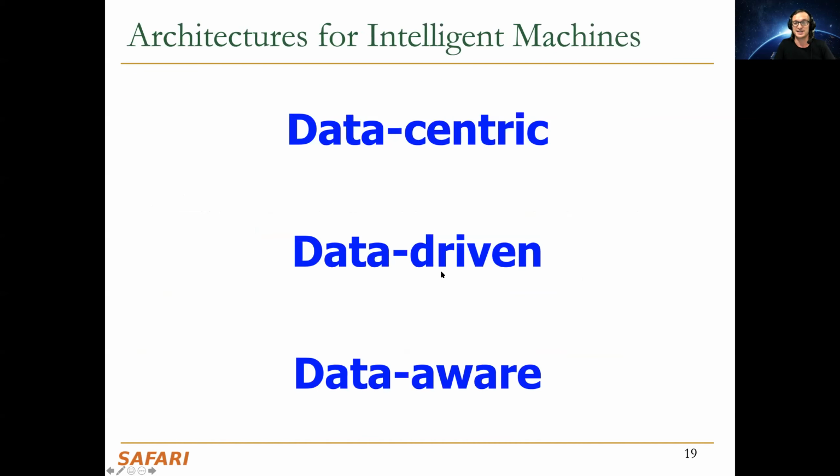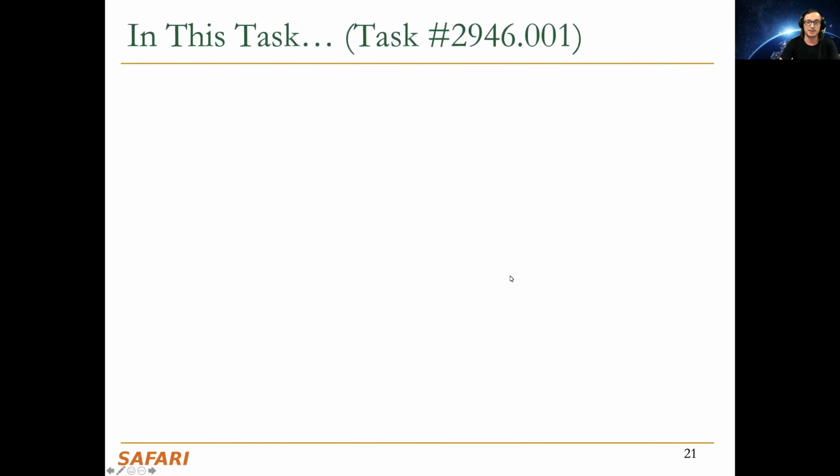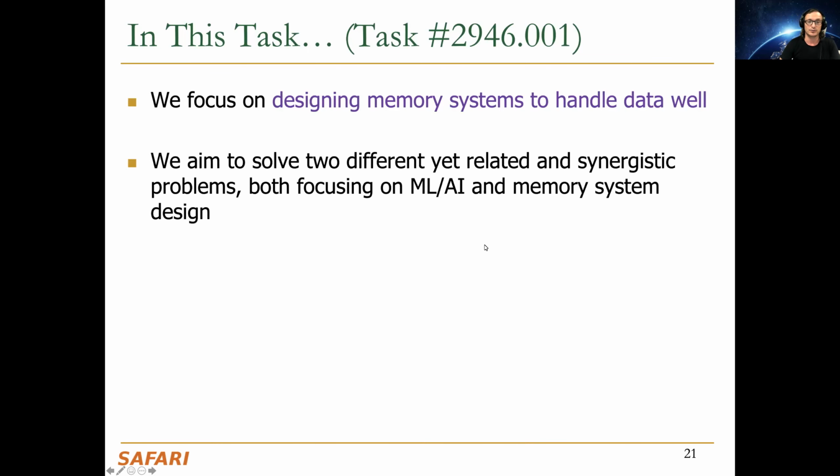I'm not going to go through these in detail since I've given this information in previous talks, but we want to design data-centric, data-driven, and data-aware architectures going into the future. And this task is about that, but specifically this task is about designing memory systems to handle data well. We aim to solve two different yet related problems, both focusing on ML and AI and memory system design.